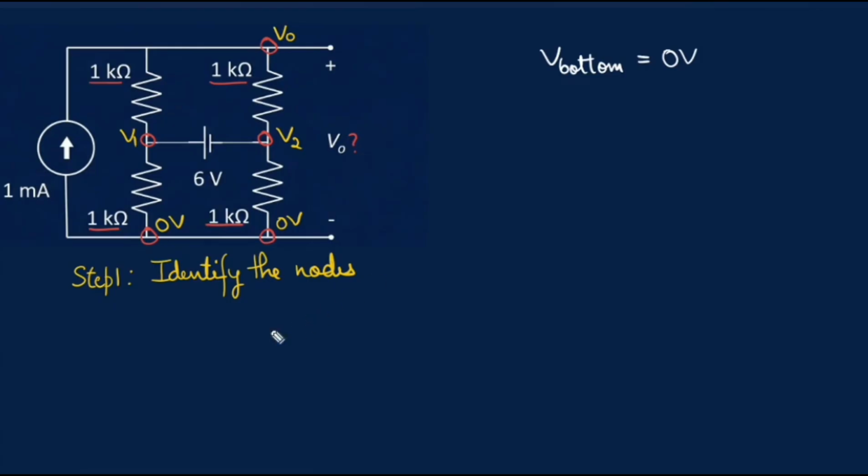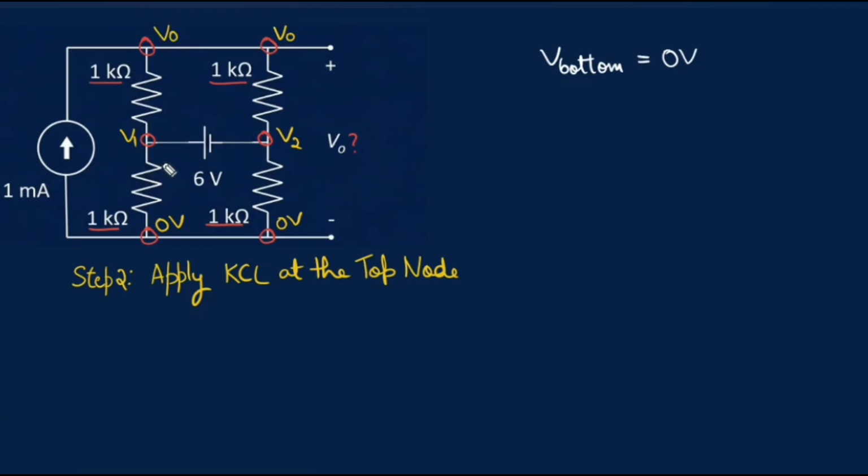Now we move ahead with step 2, which is to apply KCL at the top node. First, notice that the upper ends of both resistors are connected to the same continuous wire. Since an ideal wire has no voltage drop, all points on this wire are at the same potential. Therefore, the upper end of both resistors is at V0. The lower ends are at V1 and V2 respectively.